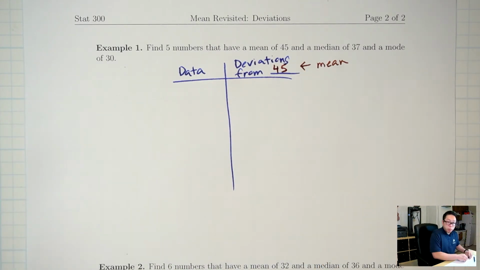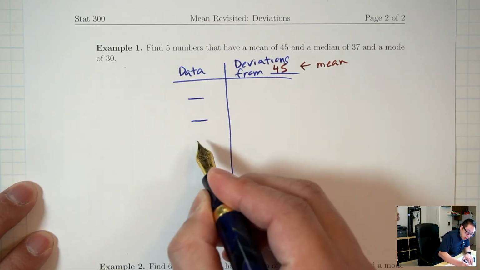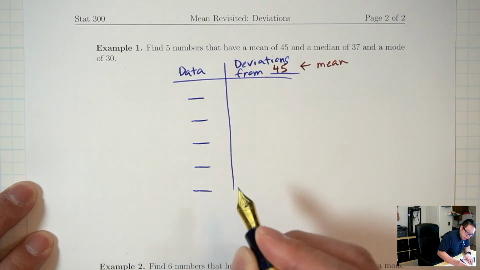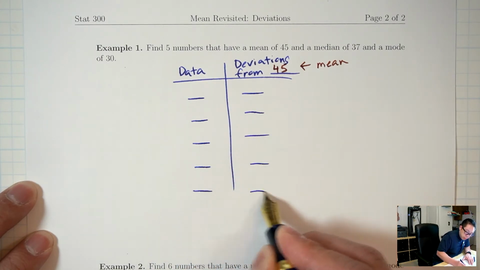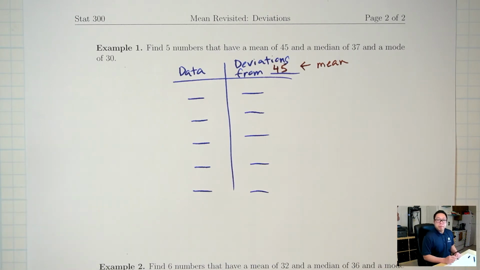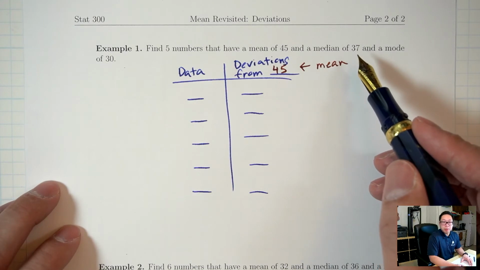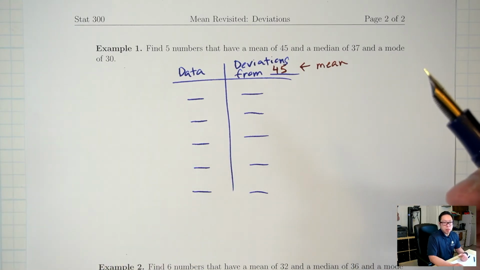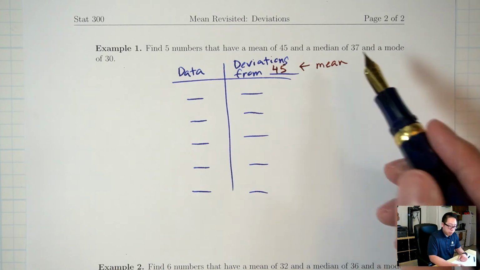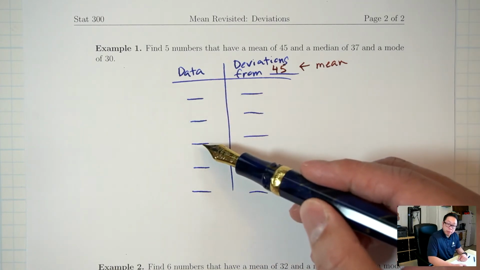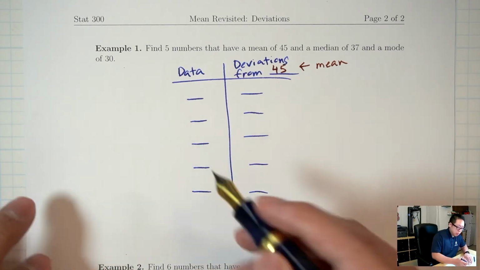And I'm looking for 5 numbers, which means there should be five blanks here, along with 5 deviations. Okay. I want a median of 37. What does that mean? The median, remember, is the middle number. So this is telling me I want the middle number to be 37. This is the middle blank, so I want this blank to be 37.